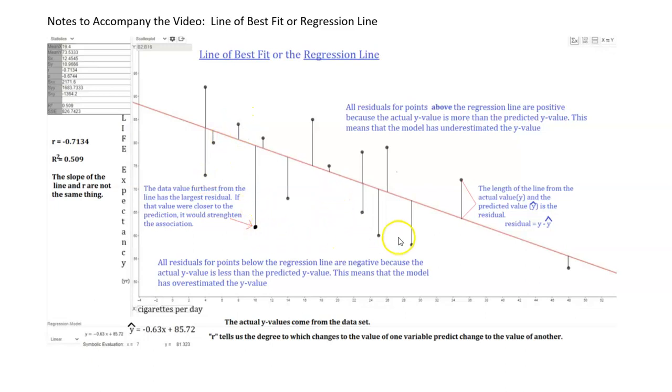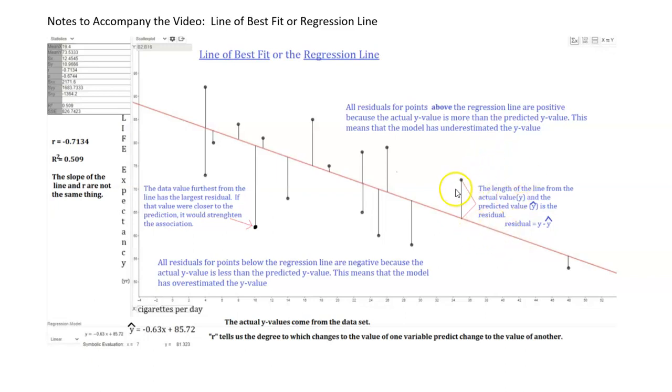And so when I talk about the actual data value, that comes from the data set. So for instance, this data value right here, if I look down here, it looks like it's about somebody who smokes 8 cigarettes a day has a life expectancy of about 84. So that's what that means. I could write an ordered pair for each of those points. And that's something that I was given, and then I put into this graph.